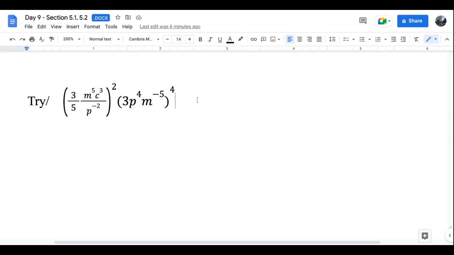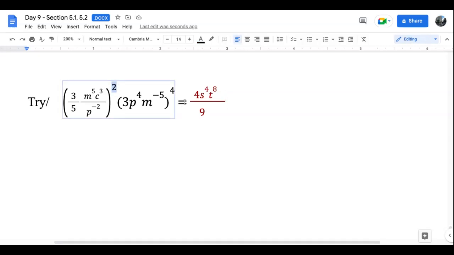Okay, let's do it together. I'm going to use this one, right? So first I apply this square, right? So 3 squared is 9. M to the 5th power squared becomes m to the 10th power. C to the 3 power squared, 2 times 3, 6. Okay. Then denominator 5 square, 25. Then p to the power negative, oops, to the power negative 4, right?